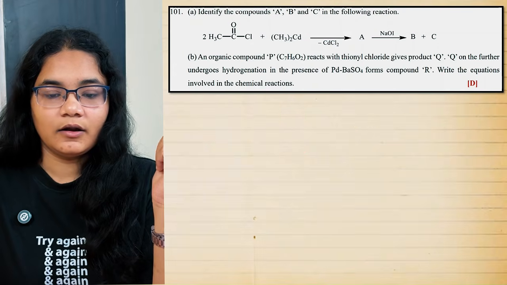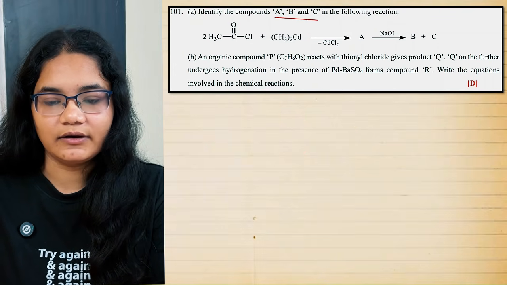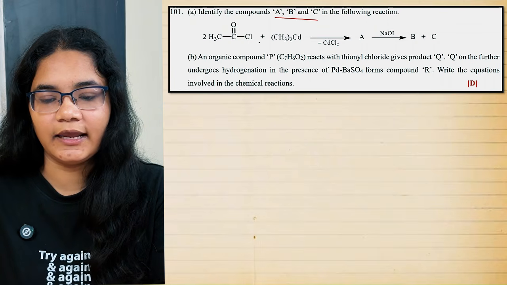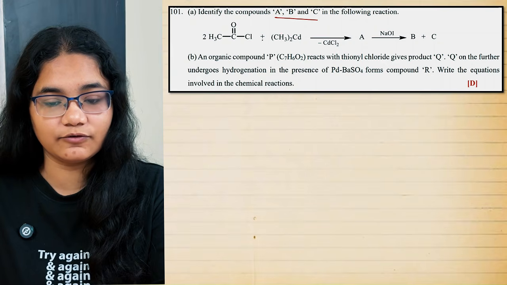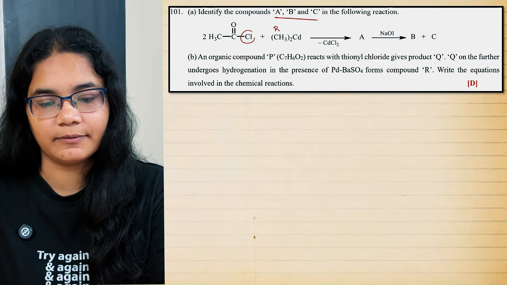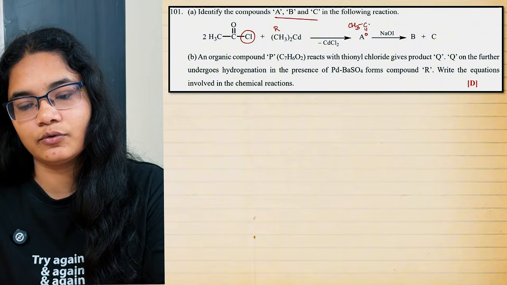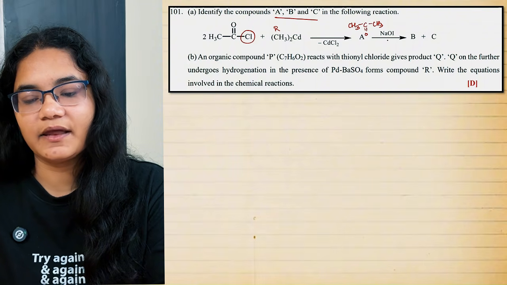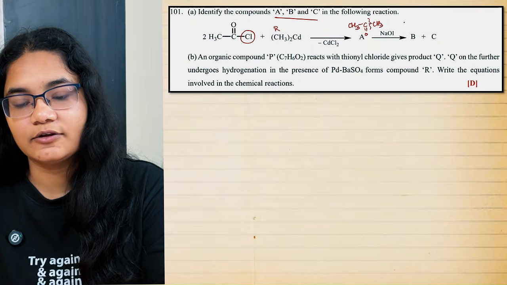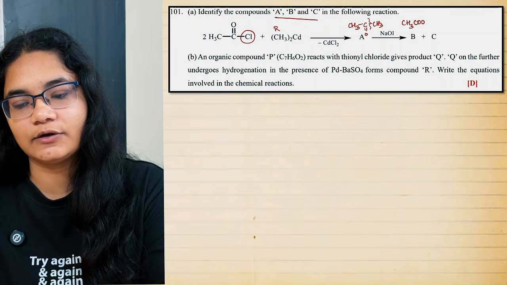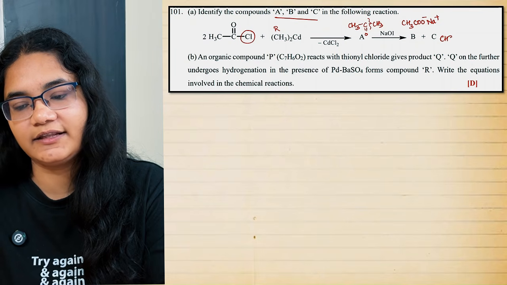Okay, next 101 question. Identify the compounds A, B and C in the following reaction. So first of all, the reaction is the preparation of a ketone. So here the R group will be replacing the chlorine group. So I will get CH3COCH3. Then with NaOI, this is your haloform reaction. So this bond will break here. So you will get CH3COO minus Na plus, and another product formed is CHI3.